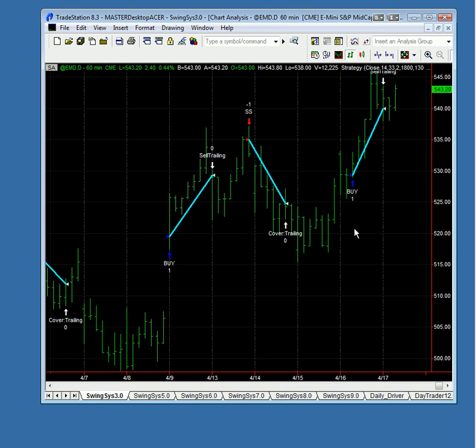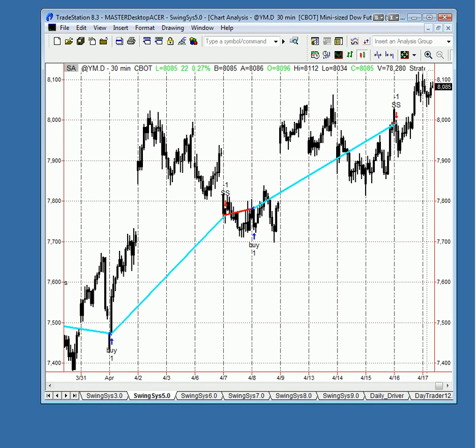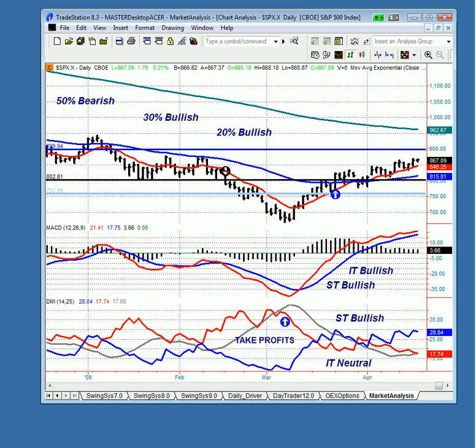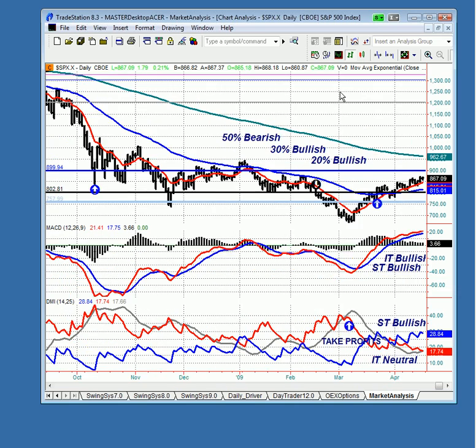Swing System 3.0, that trades the EMD, is also doing quite well, putting up some very nice numbers, as is the case right there. But we're just going to go ahead and switch down to the daily chart of the S&P 500 cash. Not really much has changed here. We're just holding on to our official market timing bullish stance after again booking 500 points in gains.